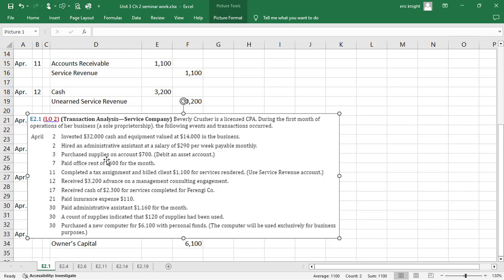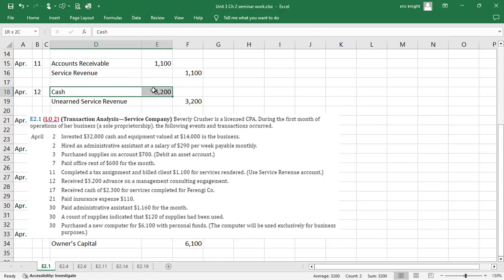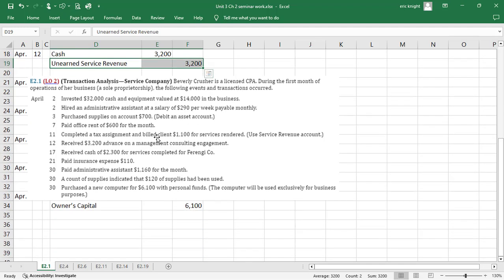We get to April 12th. On April 12th, we received money, but we didn't do the work yet. So the money goes up, the asset goes up, but we actually owe. So unearned revenue actually means not revenue. When you have unearned revenue, it means that you haven't earned it, and so you have something that you owe. It'd be like if someone paid you to paint their house, but you haven't painted their house. You owe them that work, and so that's why we're going to call this a liability, and we're going to put a credit because credits increase liabilities.